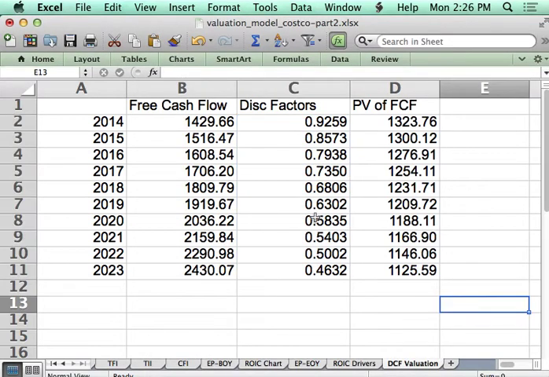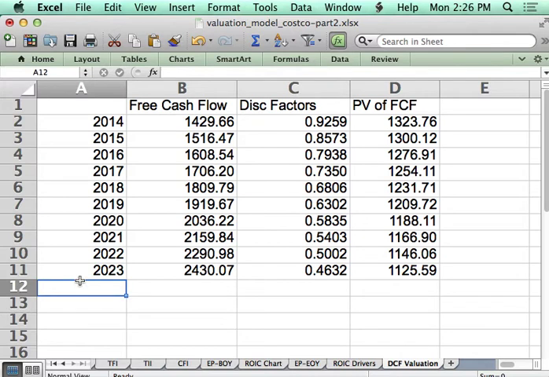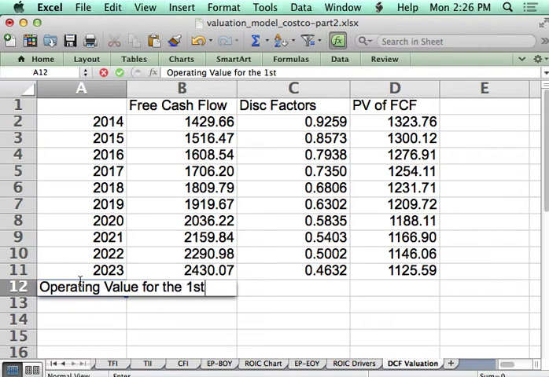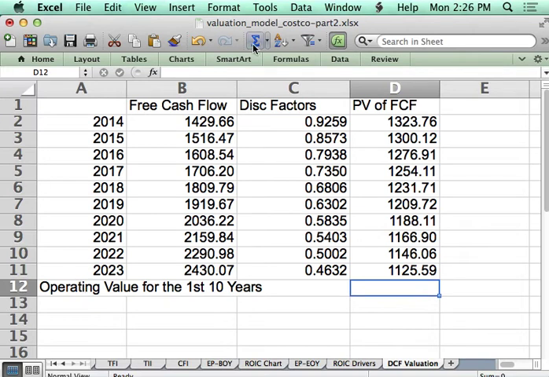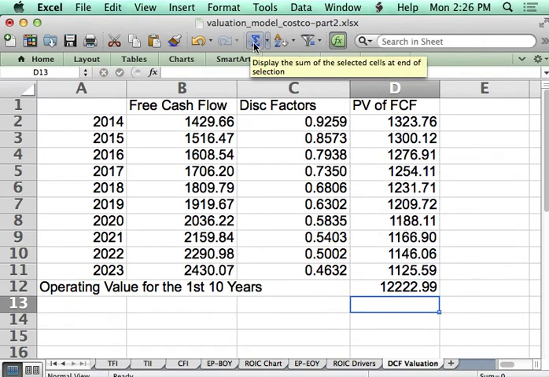Okay. All right. So now, if I add those free cash flows up, I then get the operating value for the first 10 years of Costco in present value of about $12.2 billion. So assuming our assumptions come true, then Costco is worth $12.2 billion today based on how much cash they're going to generate in the next decade. Okay? So that's the operating value of Costco running their stores for the next decade.